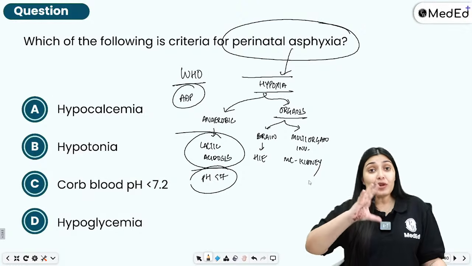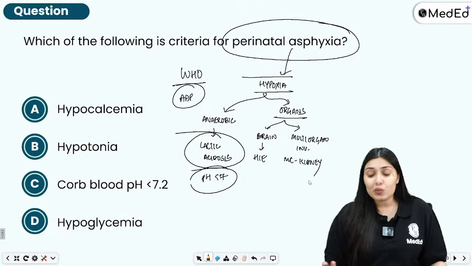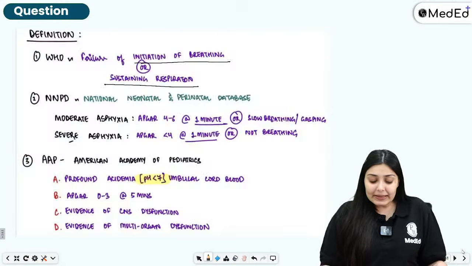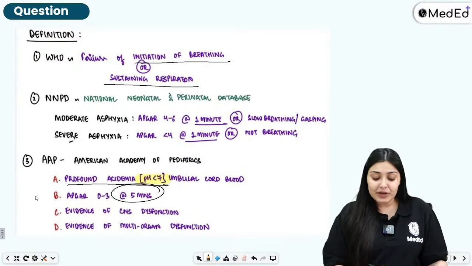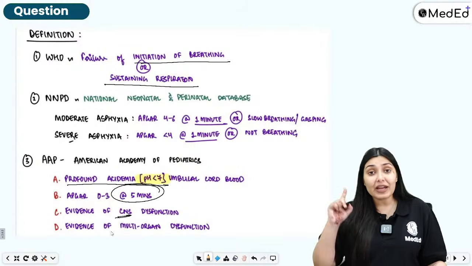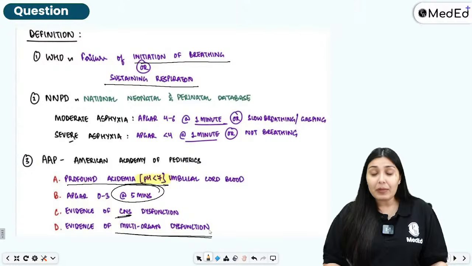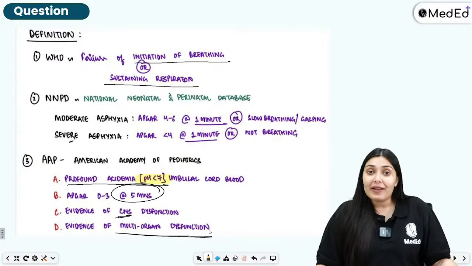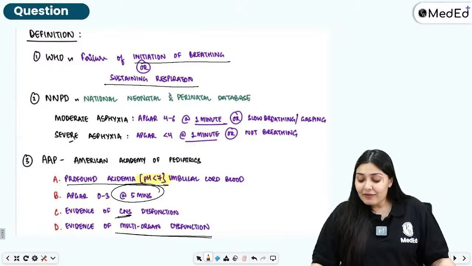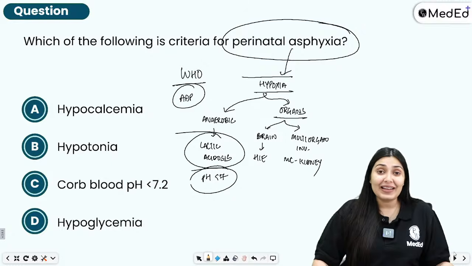Right, so depending upon this pathophysiology, this definition was devised. Firstly, they said there will be profound acidemia, pH less than 7 in the cord blood, APGAR score at 5 minutes less than 4, evidence of CNS dysfunction, my brain problem, and other organ, multi-organ dysfunction. So the pathophysiology they included in the definition. So remember these three definitions and let's come back to the question.